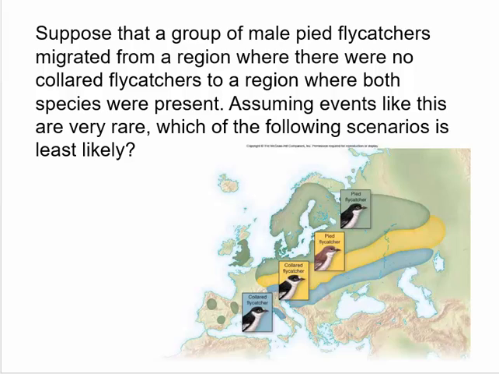All right, so this is asking which scenario is least likely. If you took pied flycatchers from the north and brought them down to this hybrid area or further south, the females would have a harder time distinguishing those because they look like the males of the collared flycatcher, and therefore hybridization would potentially increase. So the least likely choice here was that hybridization would decrease.